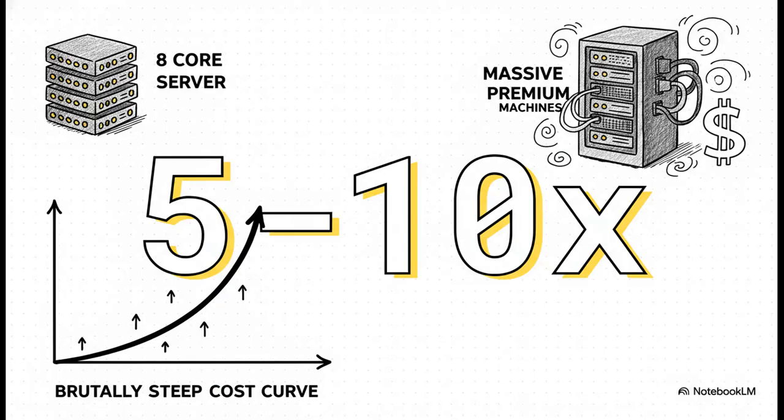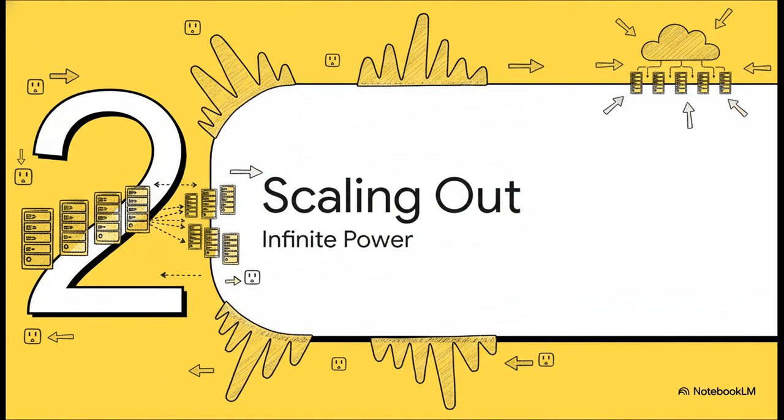And let's talk about cost, because this is where your wallet starts to scream. Scaling up is not linear. A server with, say, 64 cores can easily cost you 5, maybe even 10 times more than an 8-core server. But you almost never get 8 times the performance out of it. The cost curve gets brutally steep really, really quickly. You end up paying a massive premium for those high-end machines. So if that one giant machine has its limits, what's the alternative?